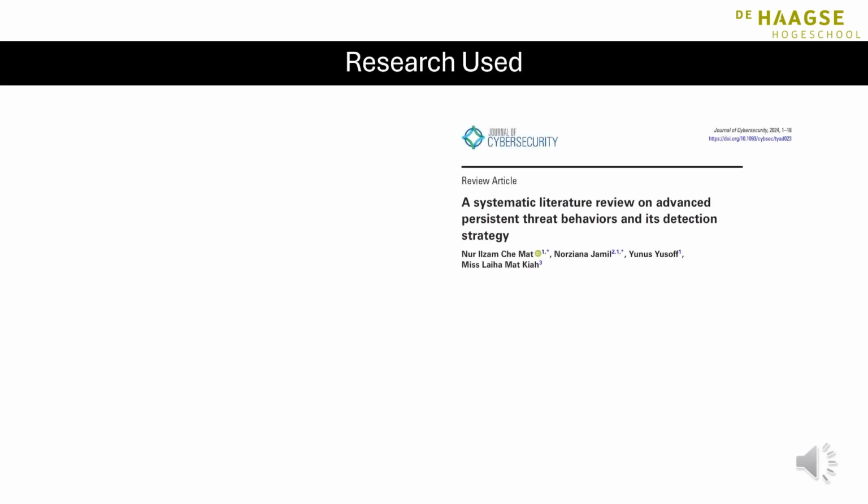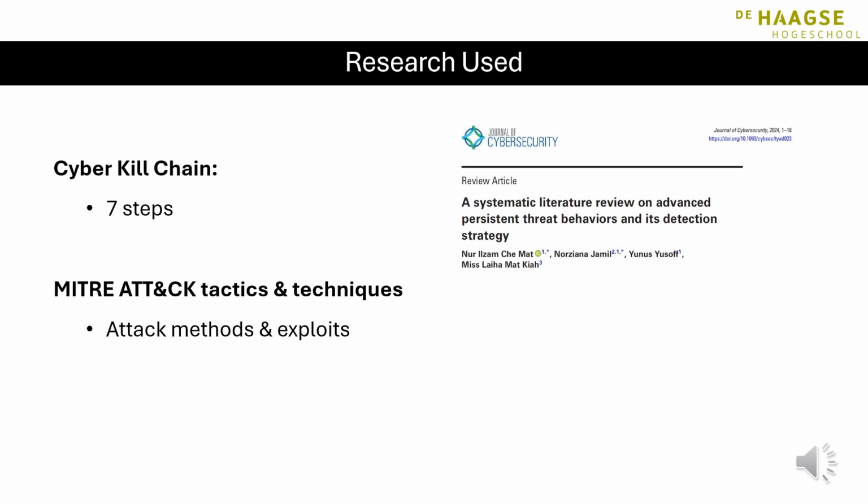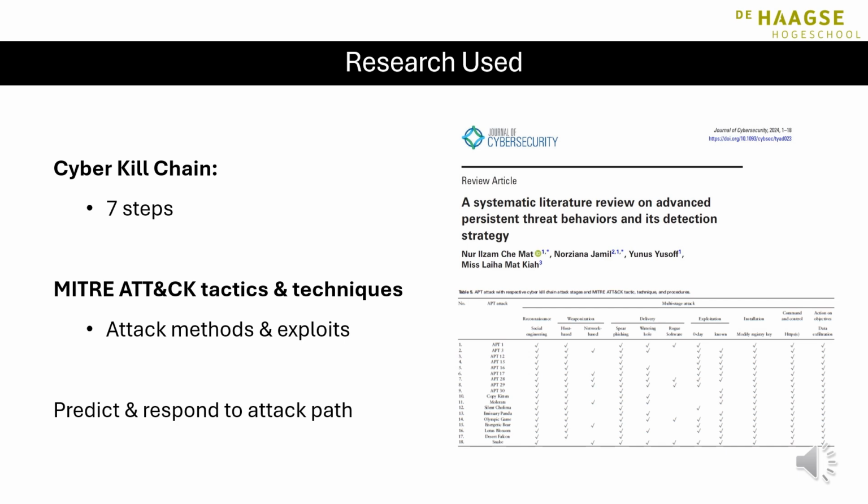Our model is based on two key pieces of research, the cyber kill chain and the MITRE ATT&CK attacks and techniques. The kill chain visualizes the 7 steps that a cyber adversary must complete to achieve their goal. The MITRE ATT&CK portrays common attack methods and possible exploits. A paper we found combines these two into a single model and allows defenders to predict and respond to an attack.